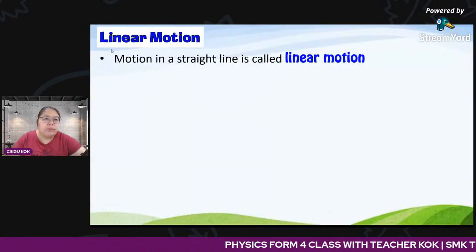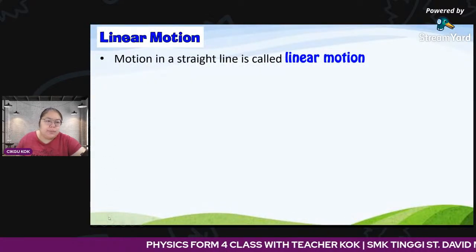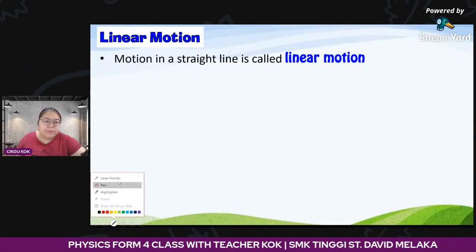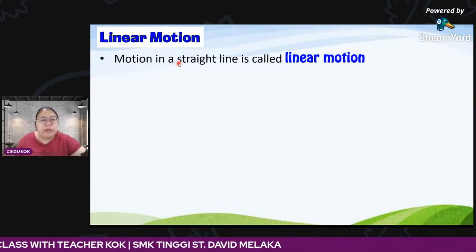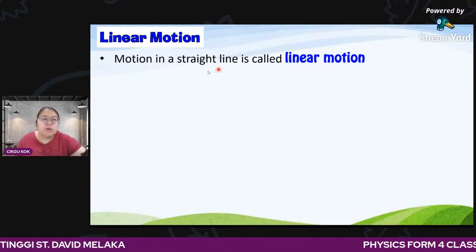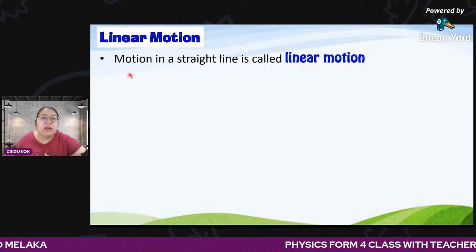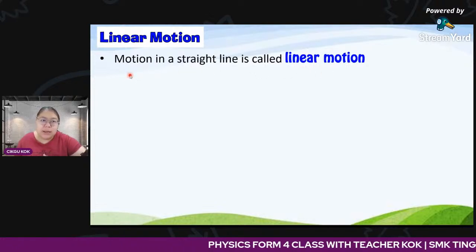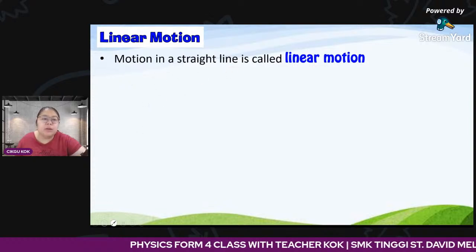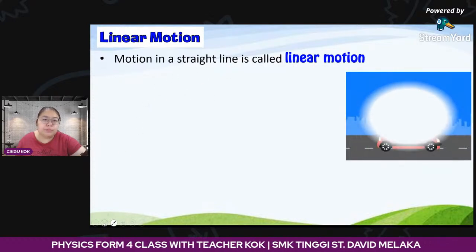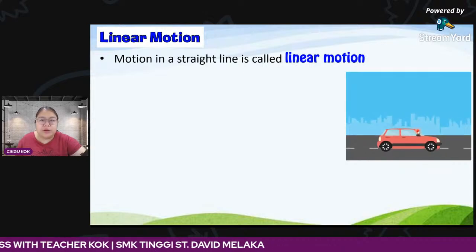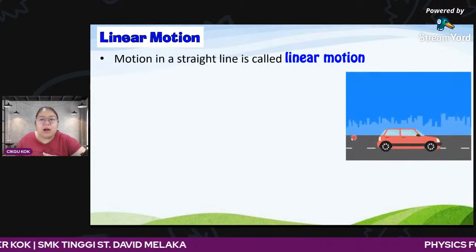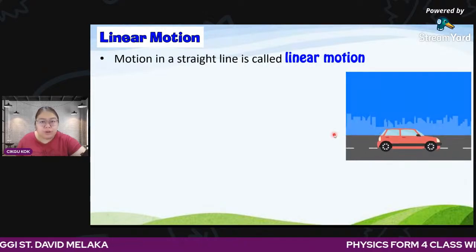First, linear motion is motion in a straight line. When you see motion in a straight line, that means the object is moving in a straight line. We call it linear motion. So this is the definition for linear motion: motion in a straight line. Number two, you can see the diagram. The car is moving in a straight line, right? So we can say the car is in linear motion.